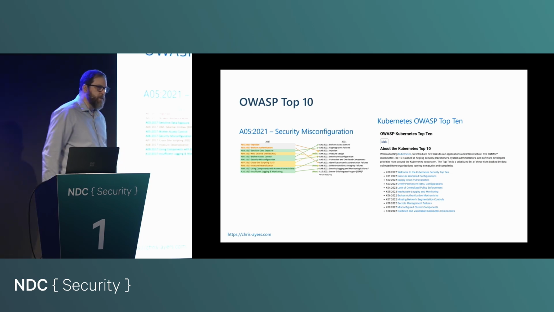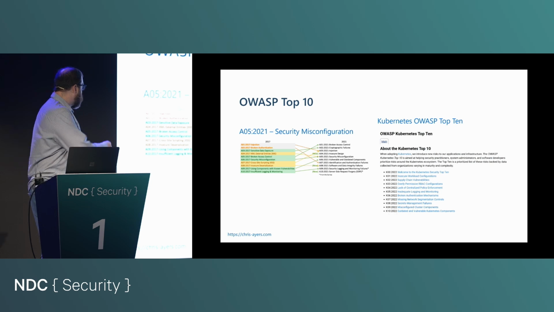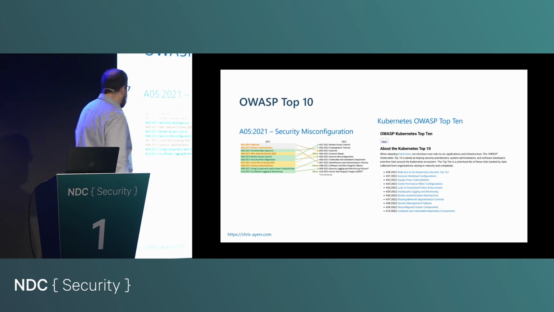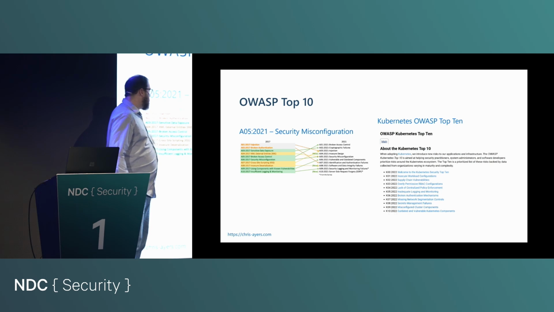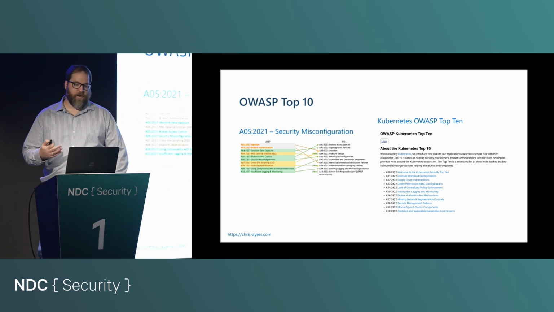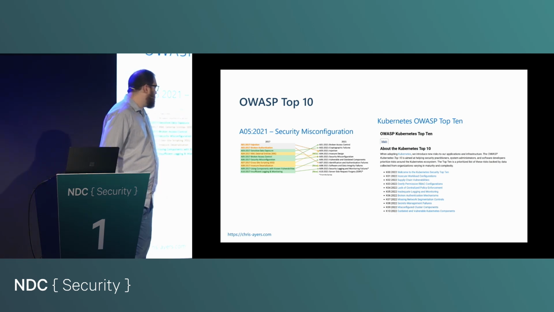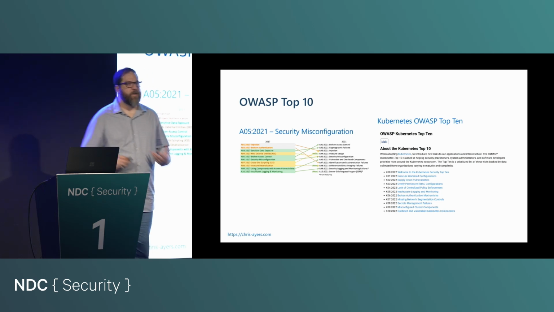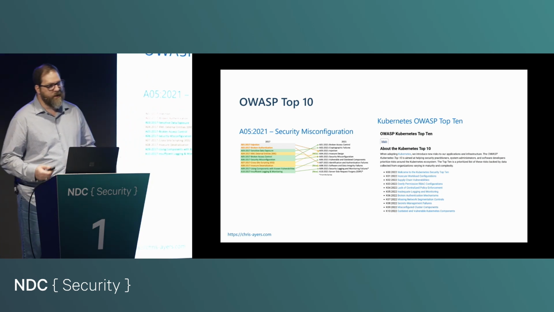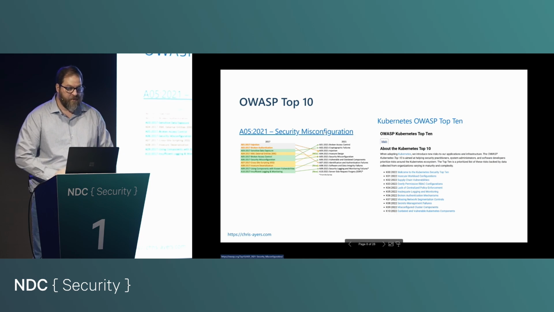The OWASP Top 10 has been talked about a lot. From 2017 to 2021, security misconfiguration is number 5 on that list. We're misconfiguring our stuff. For Kubernetes, number 1 is insecure workload configurations. So configurations are things that are so easy to mess up.